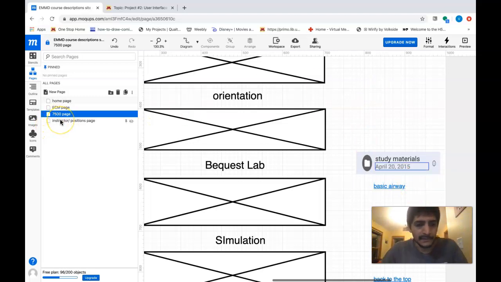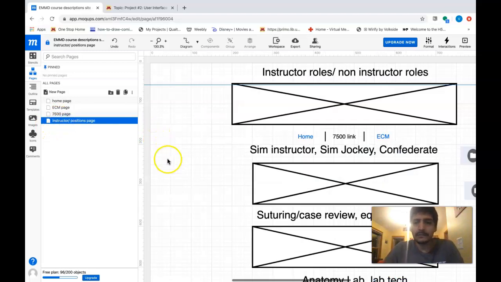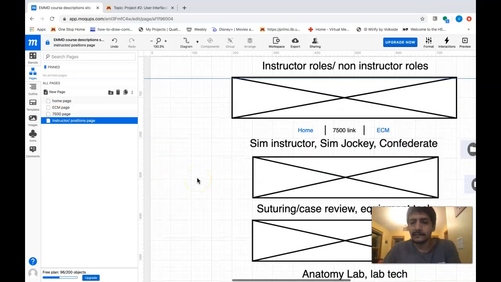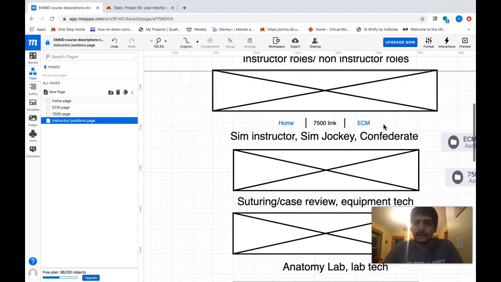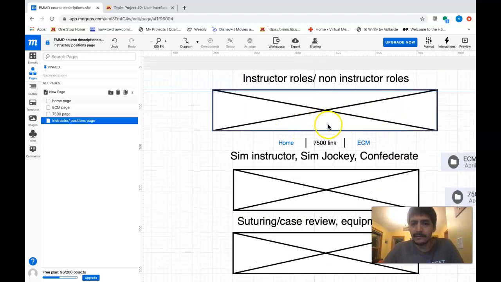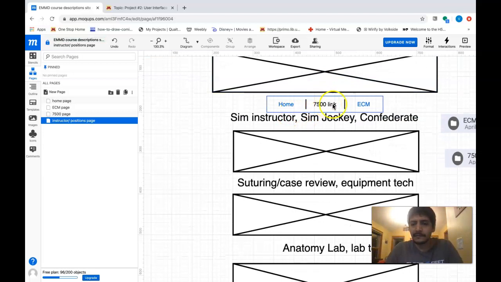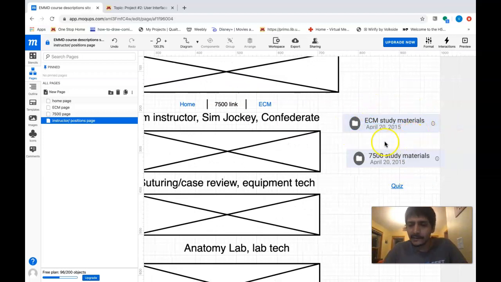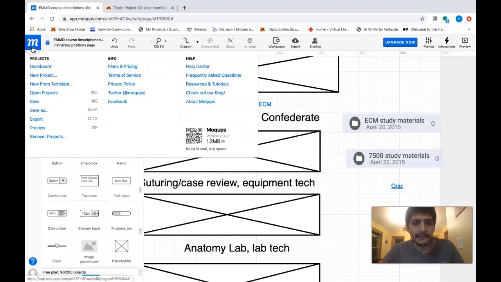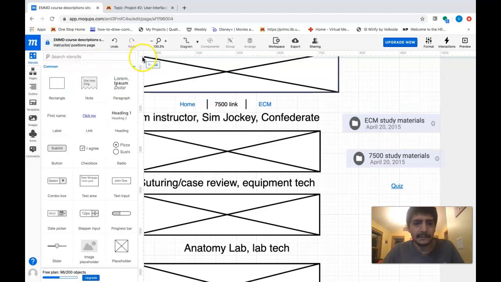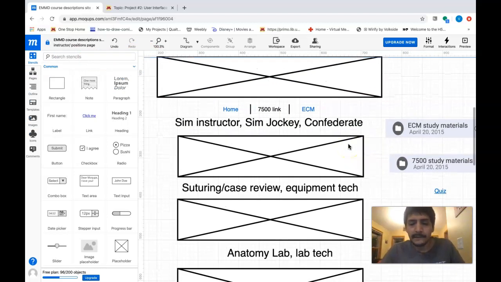And then we'll go to the final page here, which is going to be the instructor roles and non-instructor roles page. Keeping consistent with the theme, I'll have a banner here with the U of M Medical School logo. Again, a link to the 7500 page, a link to the ECM page, and then a link back to home. I'll have all of the study materials and folders here, and then a link to the quiz, which again is not really a quiz, but it's actually more of a questionnaire to help us better place our instructors. I'm trying to close this page here. I'll work around that.